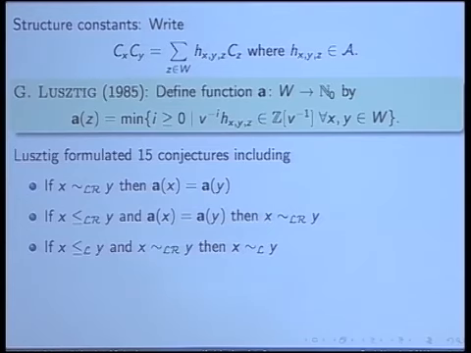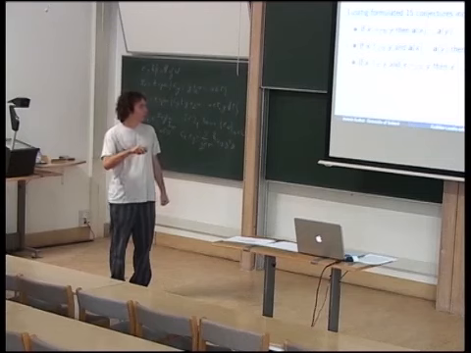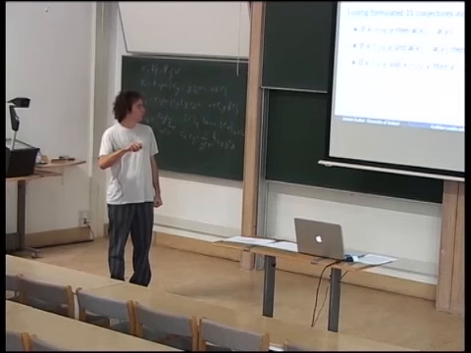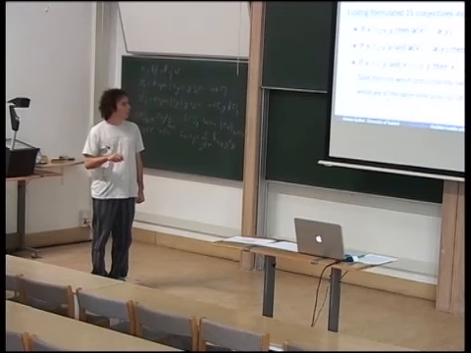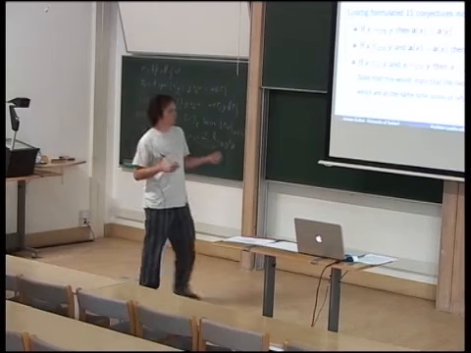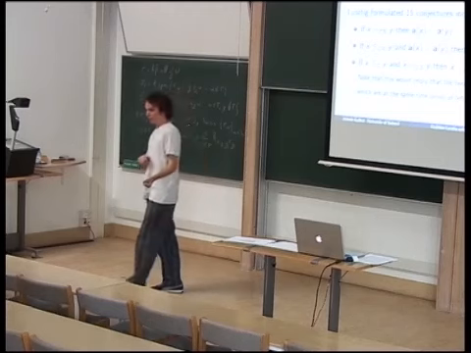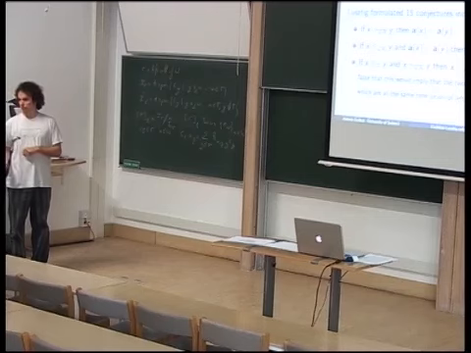However, if you know the left cells and the right cells, you don't know the two-sided cells in general. And there are plenty of examples where it's really hard to compute the two-sided cell, even if you know the left and the right cells. But if you believe in this conjecture, then if you know the left cells, you know the two-sided cells, because this implies that the two-sided cells are the smallest subsets of W which are at the same time unions of left cells and unions of right cells.